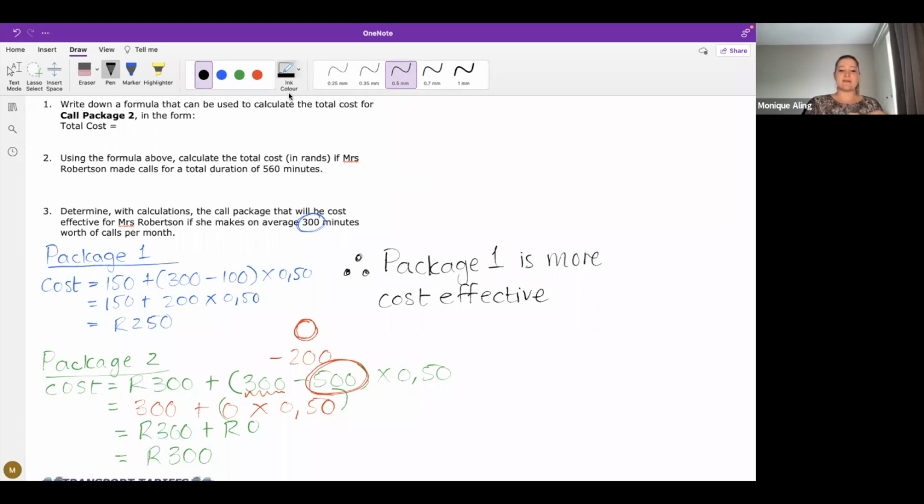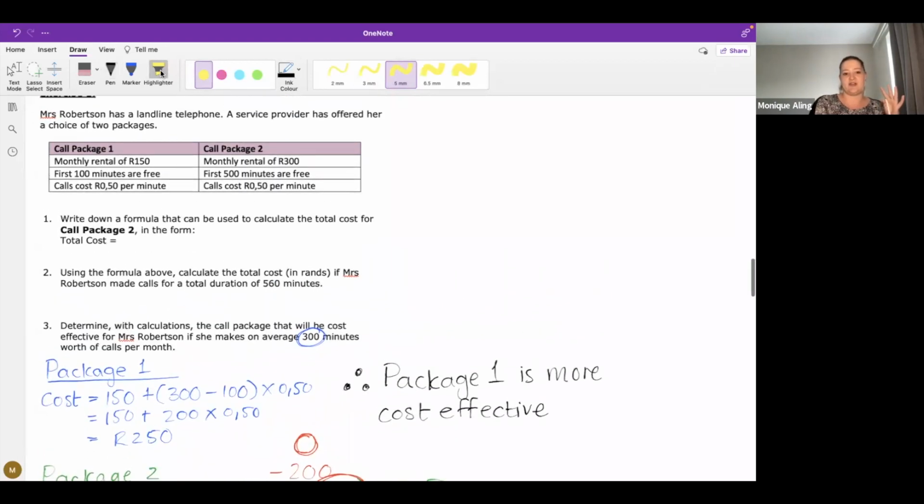Okay, so it's quite tricky because if you look at the table straight away, it looks like package two would be the cheaper one because there are so many free minutes. But what makes it more expensive, especially in this scenario and based on how many minutes she uses, is an upfront fee of 300 Rand, whereas package 1 was only a 150 Rand upfront fee. If Mrs. Robertson maybe used 1,000 minutes, then package 2 would be better because you get a lot more free minutes. So it all depends on how many minutes a person uses.